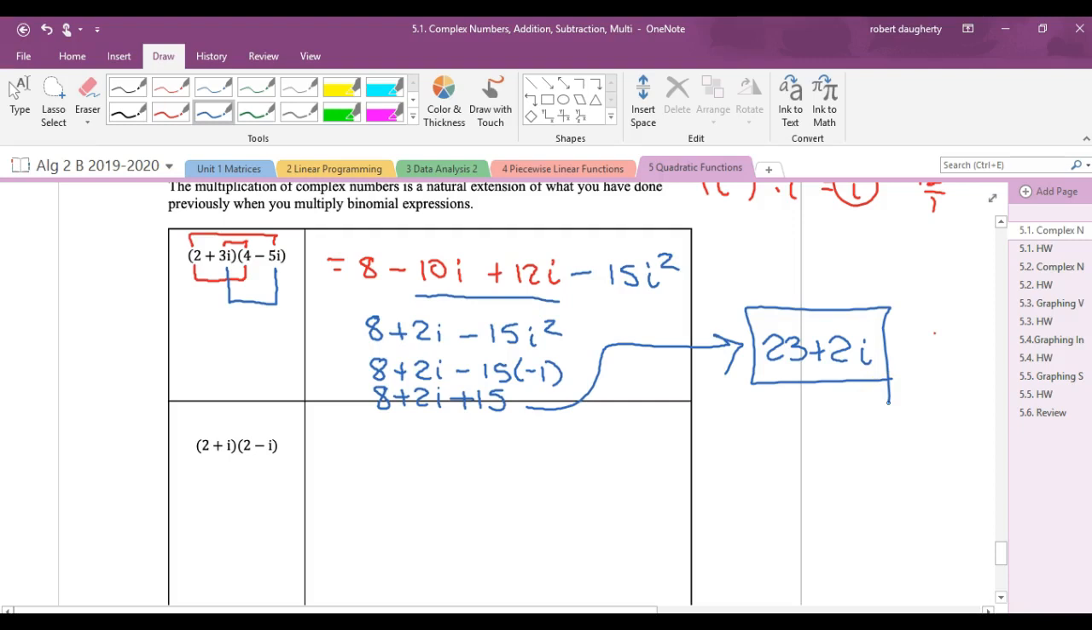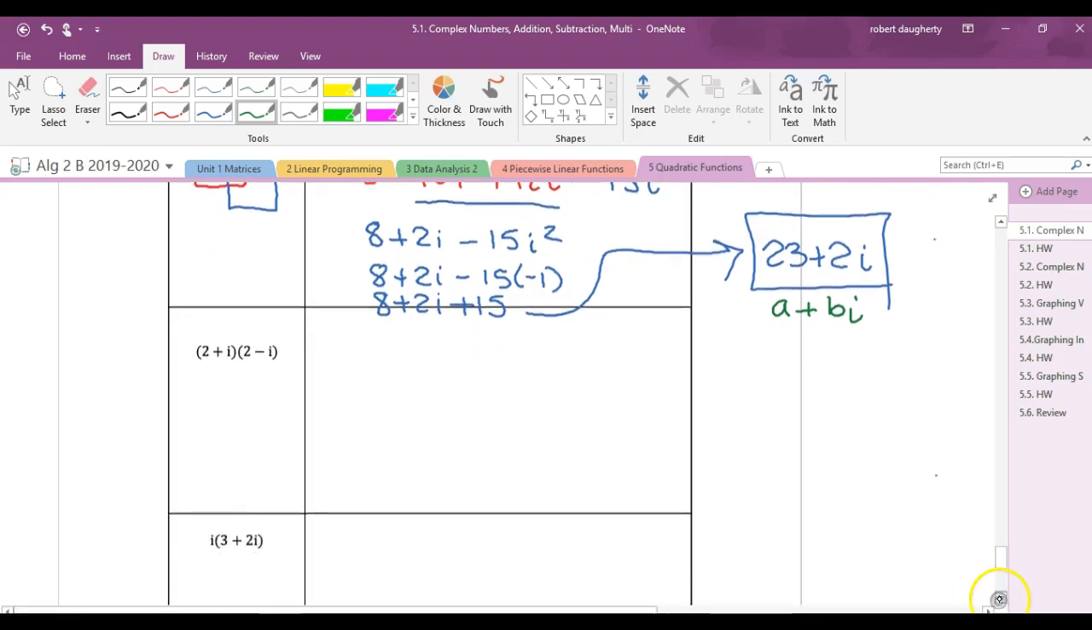So this is harder, right? Multiplying is a little bit more involved than adding. You just have to go back to what you learned about when you multiply binomials, okay? And then you have to know that i squared is negative 1, that simplification. Let's look at the next one. I want it to be in the form of a complex number, which is a plus bi. What's the real part of that number? 23, and the imaginary part is 2i, okay? Let's look at the next guy.